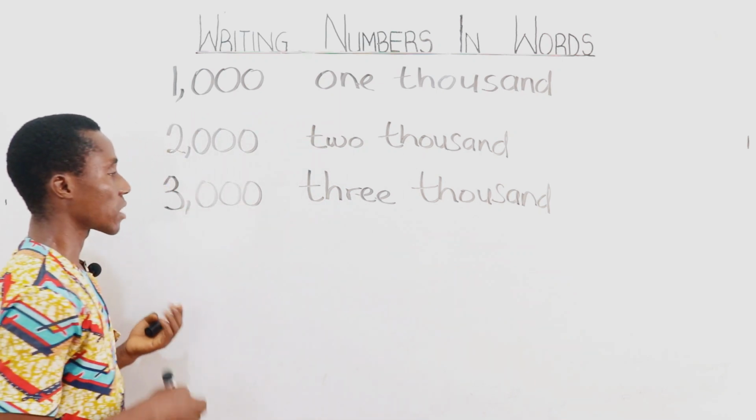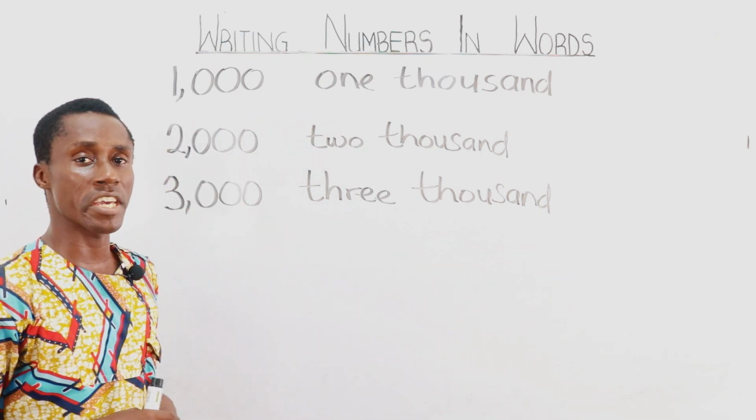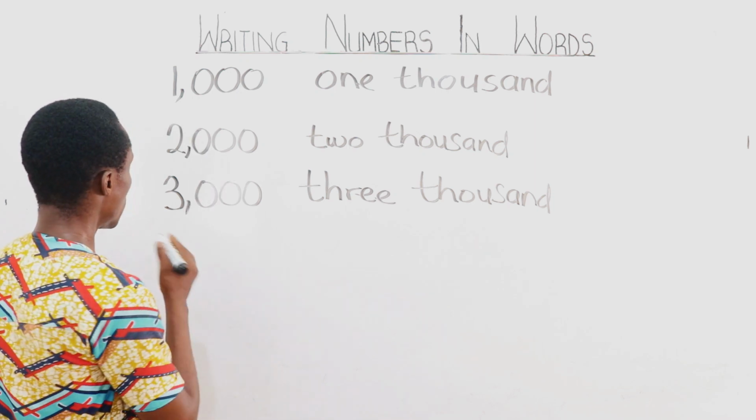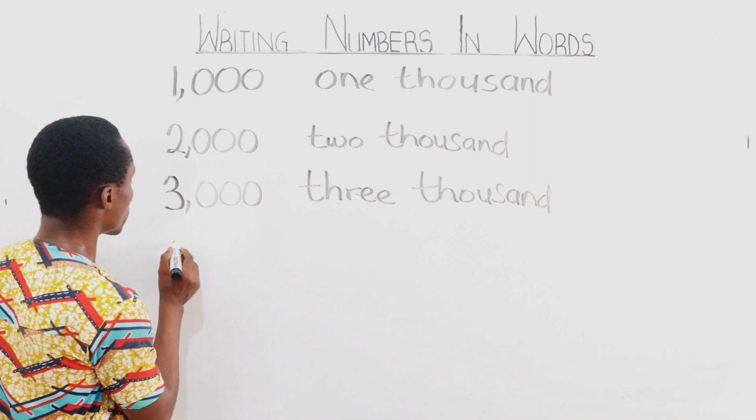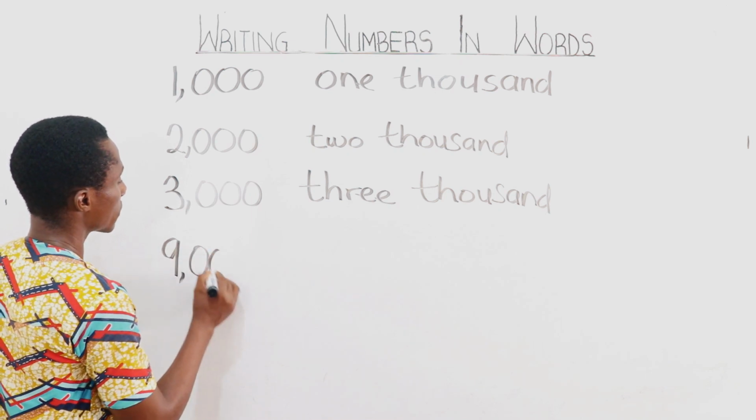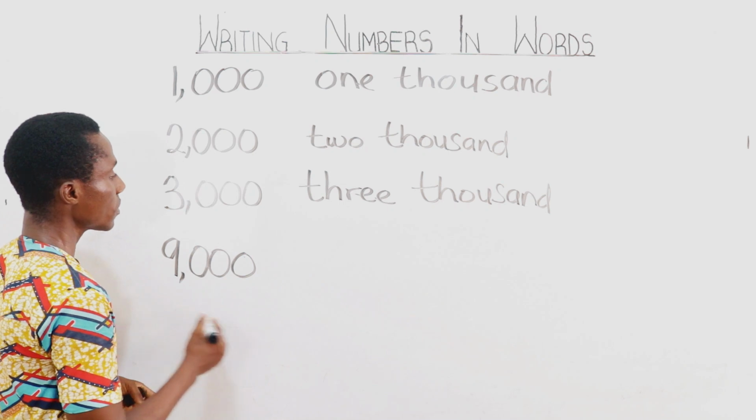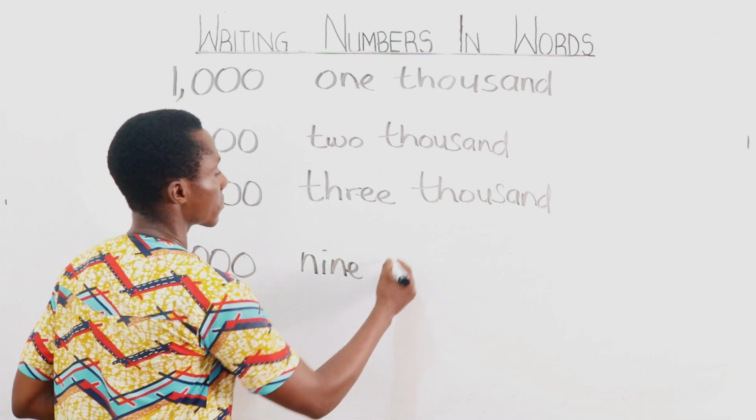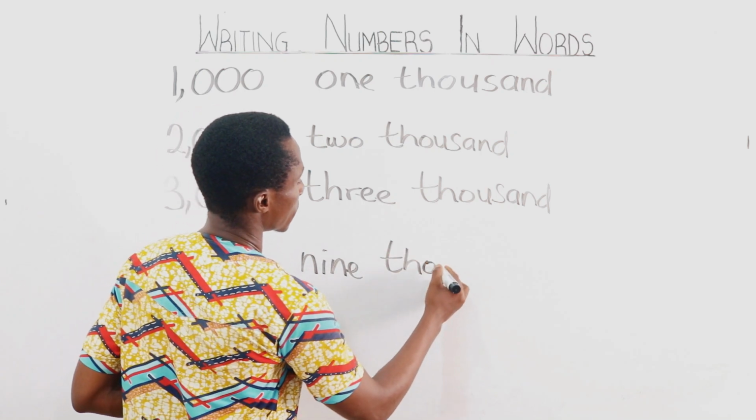And so we can follow the same way to write the rest of the thousands. Let's write the last 1,000. That is 9,000. And that will be 9,000.